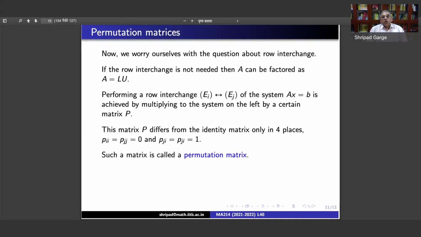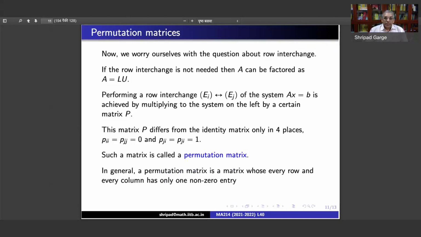Such a matrix is called a permutation matrix because it permutes the rows of your matrix. That is what it does. The matrix I gave you, capital P, is a permutation matrix. But the general definition of a permutation matrix is that it is a matrix whose every row and every column has only one non-zero entry. So all the rows and all the columns have n minus 1 entries equal to 0. Each row and each column has only one non-zero entry, and that is equal to 1. This is the definition of a permutation matrix.